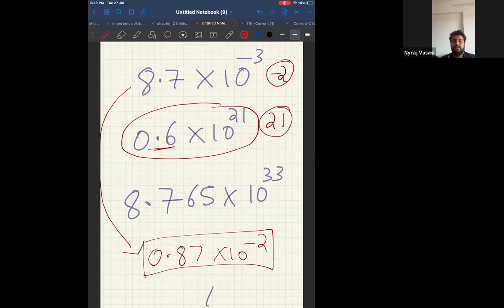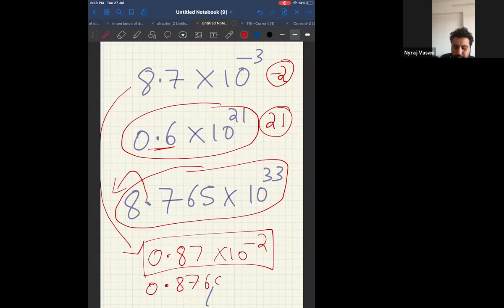Now, last question. That is 8.765 into 10 power 33. Now, 8.765, you know it is not in the range. Therefore, I have to shift the decimal point here. So it will become 0.8765 into 10 power 34. Correct? Because it is positive power of 10. Therefore, answer will be 34. Therefore, the three answers are minus 2, 21, and 34.